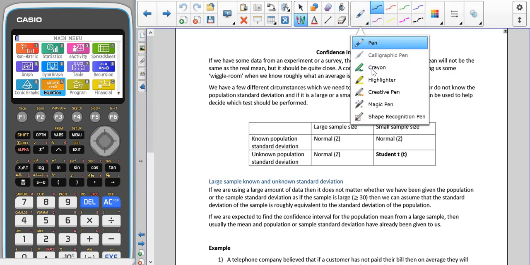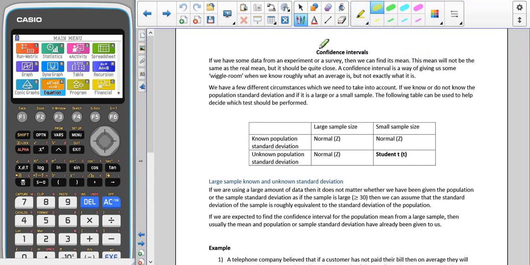So today we're going to be having a look at confidence intervals. If you have some data from an experiment or survey, then we can find its mean. This mean will not be the same as the real mean, being the mean of the entire population. But if the sample that we have taken is good enough, then it should be quite close to the actual mean, the mean of the population.